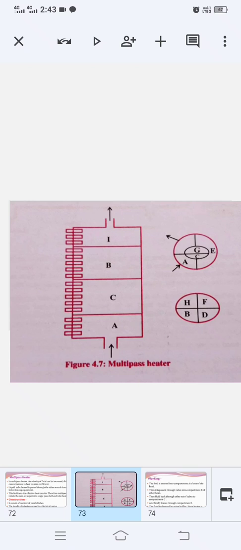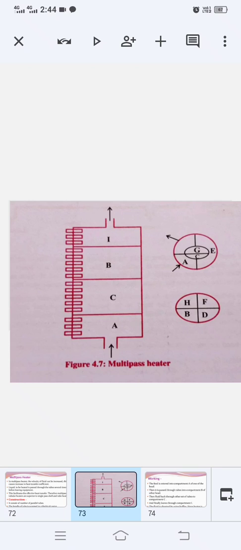Since the heater is multipass, the same liquid has to flow through the several tubes back and forth. In order to facilitate this process, distribution chambers are partitioned by means of baffles, and their arrangements are different in the two chambers. So the entrance and the exit points of the fluids are arranged in the same distribution chamber. Okay, so this was the construction part of our multipass heater.